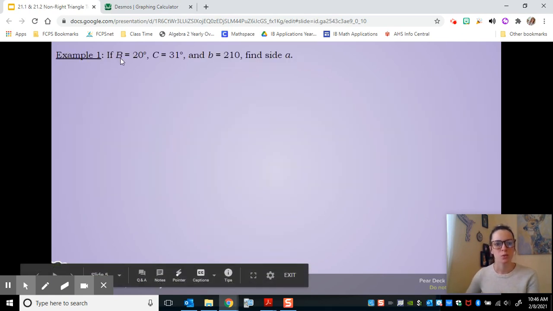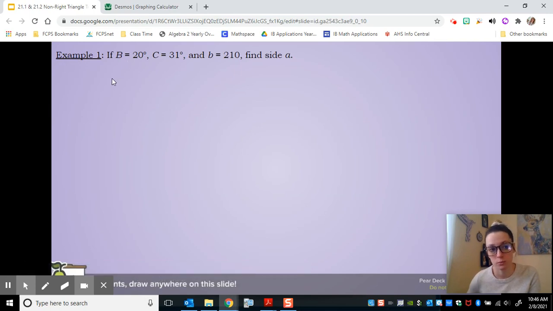In example 1, we have angle B is 20 degrees, angle C is 31 degrees, and side B is 210. And we're looking to find side A with that information.